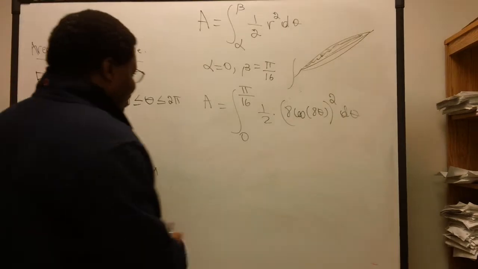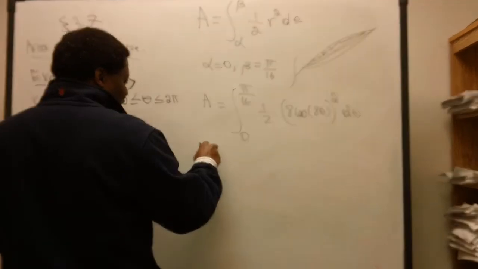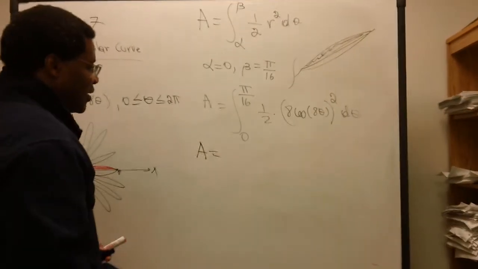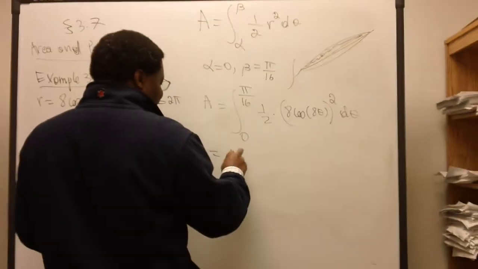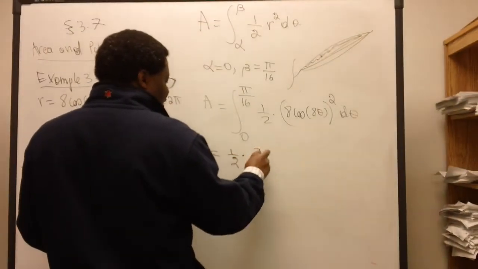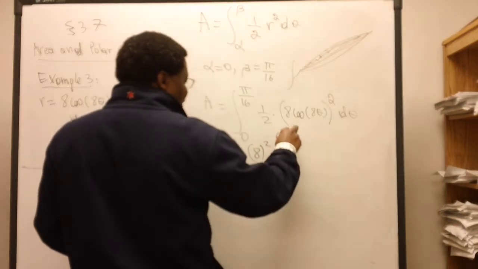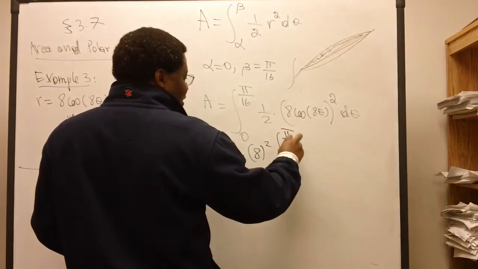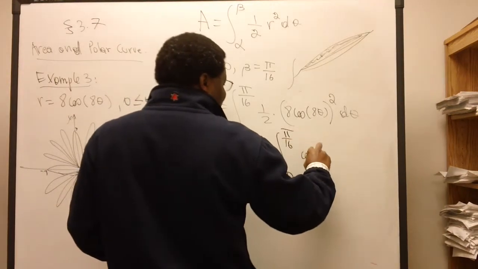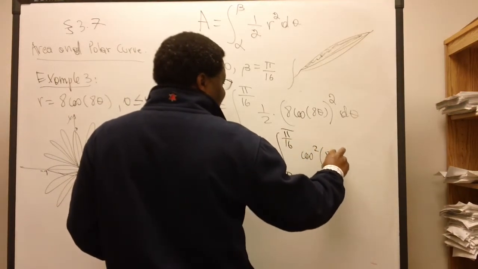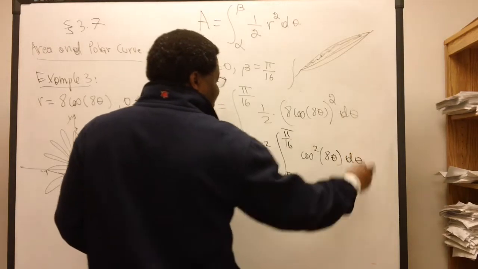So let's bring the constants outside. We can bring a half outside. We can bring 8 squared outside. And then we have the integral from 0 to pi over 16 of cosine squared of 8 theta d theta.